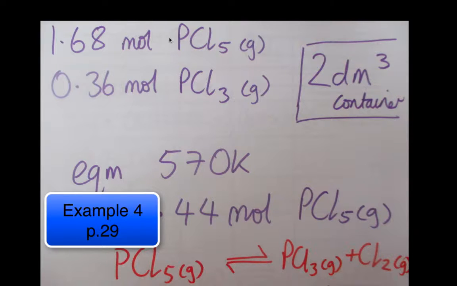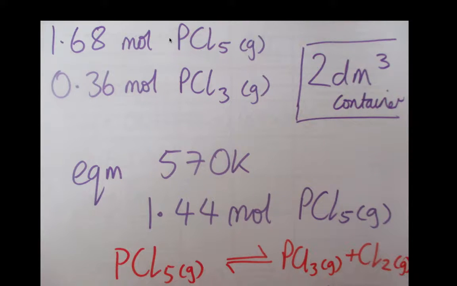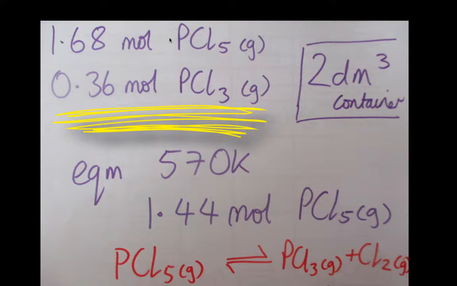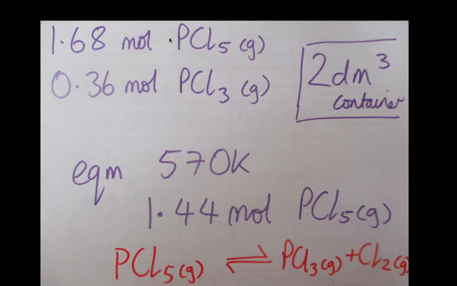Okay, so now we'll go through example 4 on page 29. It tells us that we're mixing together 1.68 moles of PCl5 with 0.36 moles of PCl3. Now, if you look at the equation down here, what we're mixing together is the reactant with one of the products that it breaks down into.